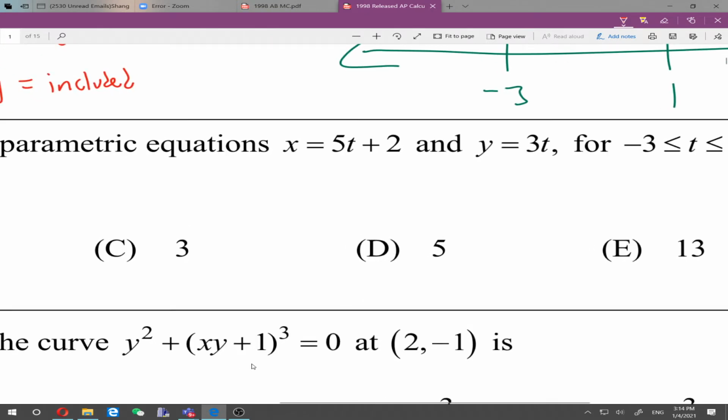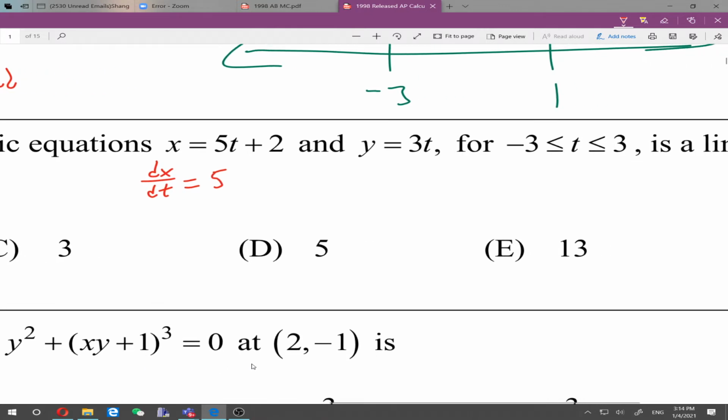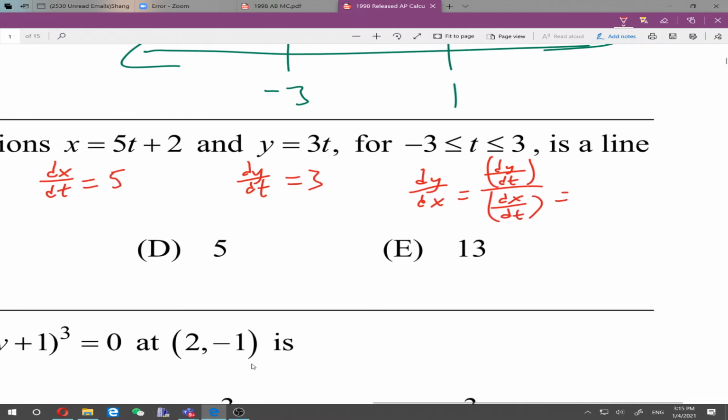So if I derive this first equation, I'll get a dx in terms of t. So what is dx over dt? 5. Okay, 5 dt, good. And this will be 5 dt over dt, which will cancel, or just 5. For the next one, dy over dt would be 3. Okay, so then what is dy over dx? 3 over 5, which is A. Yep.